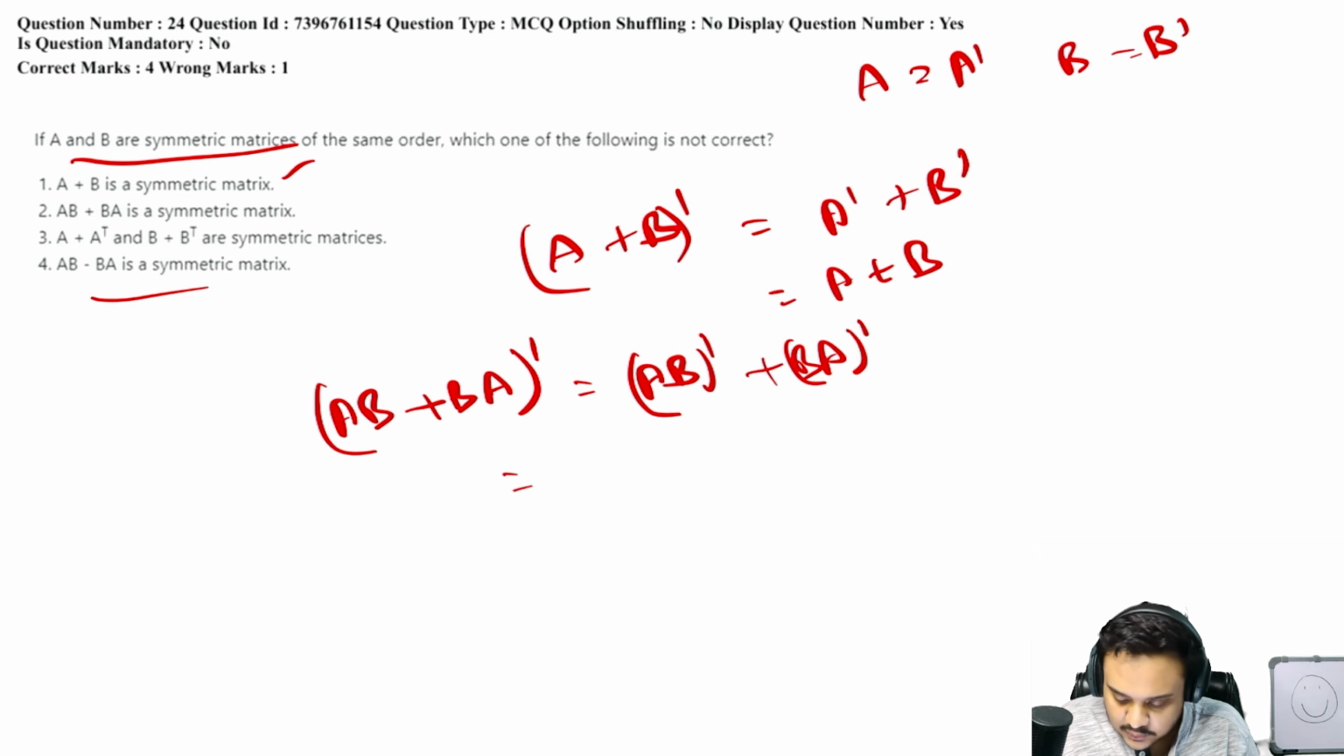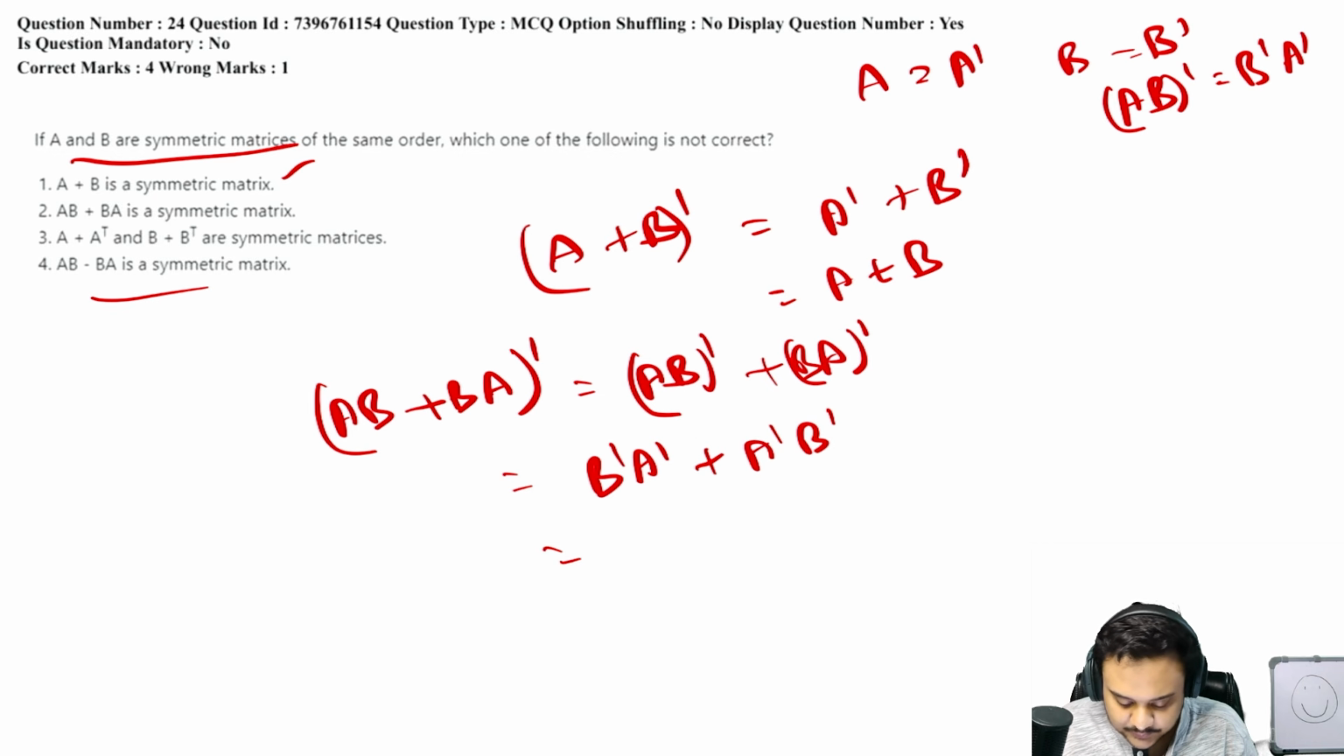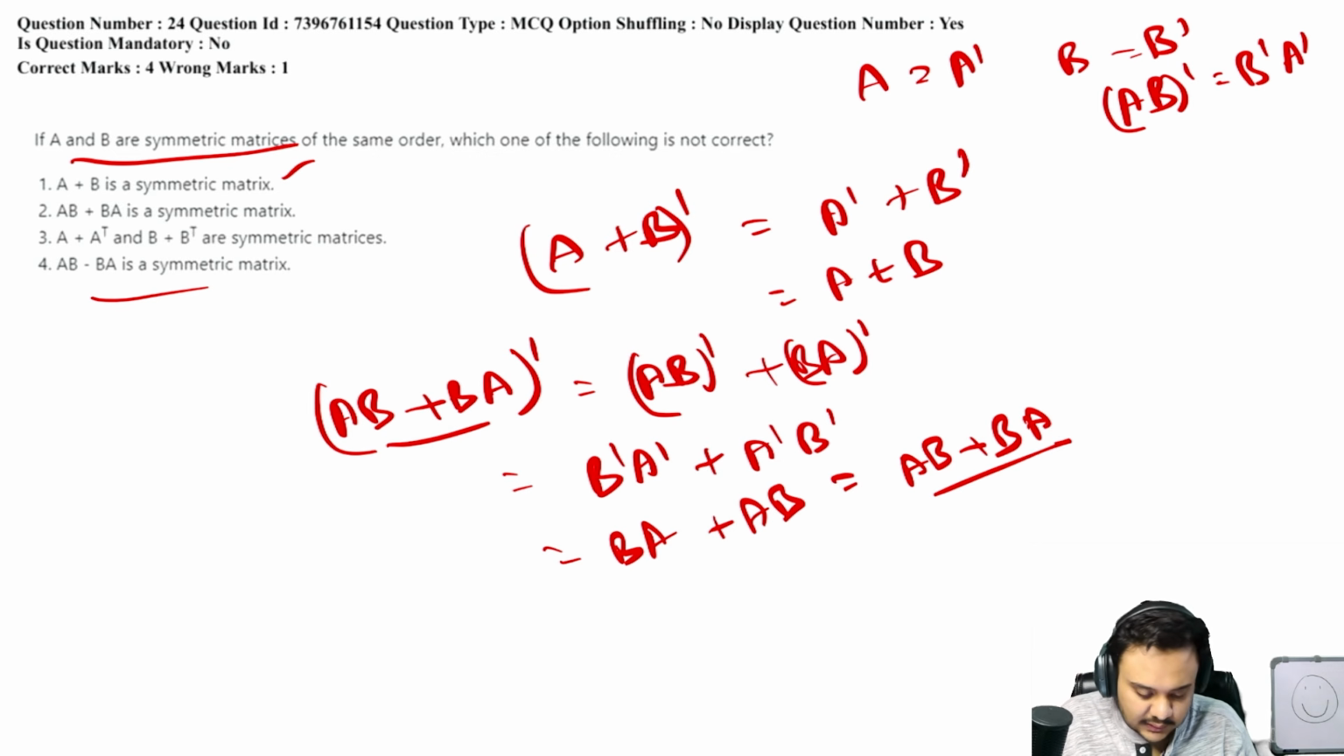So you should know the formula that (AB) whole transpose is equal to B transpose A transpose. So this is B transpose A transpose plus A transpose B transpose. You can just write this as BA plus AB, because B transpose is equal to B and so on. So this is just AB plus BA. So yes, this is also equal. So this is also symmetric.